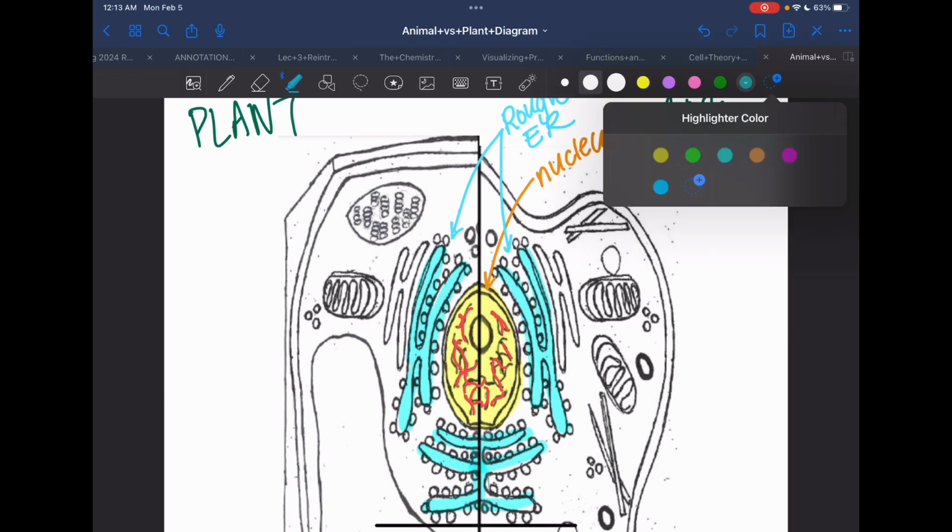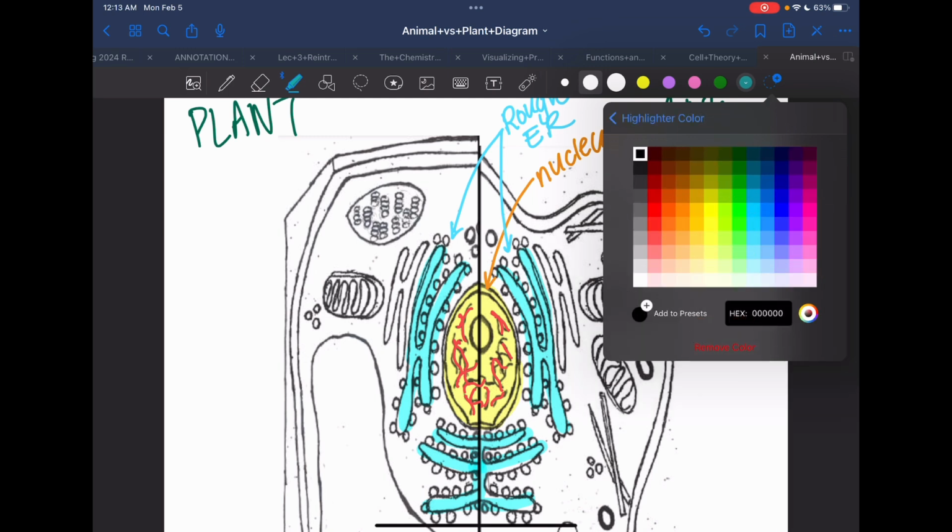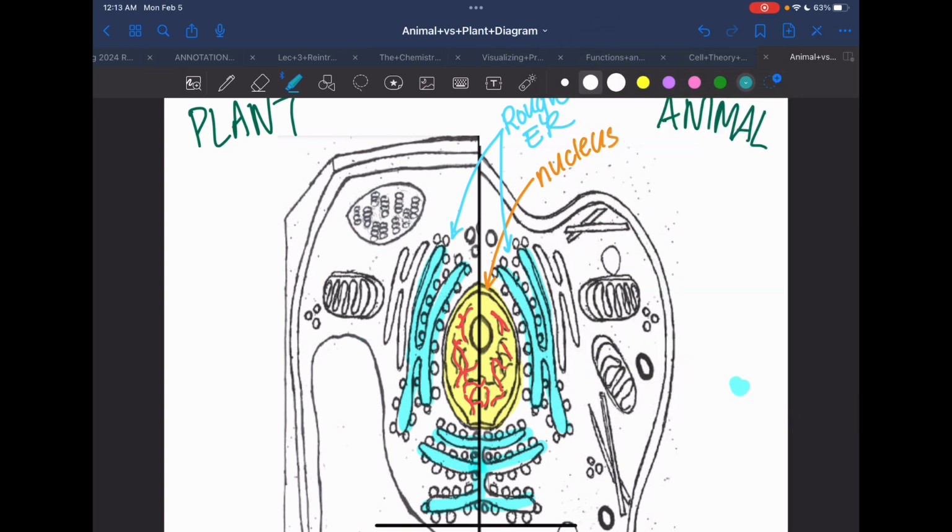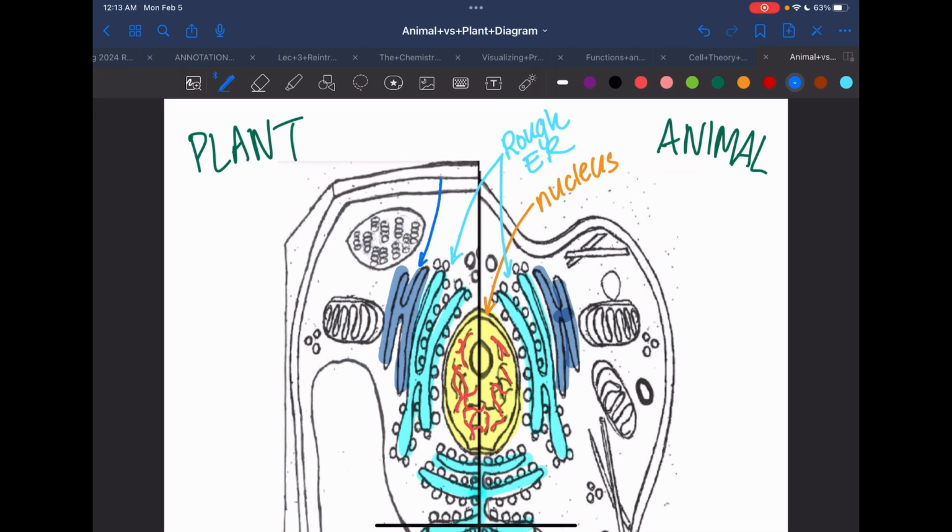The next one is going to be, let me just get another color here. Next one is going to be the same squiggly looking thing, but without the little bumps. So that's going to be this one right here, right? And so if one of them is rough, then this one right here is going to be smooth. All right, so this one is called smooth ER. And again, they're on both sides, which means that both are present on a plant and an animal cell, right?